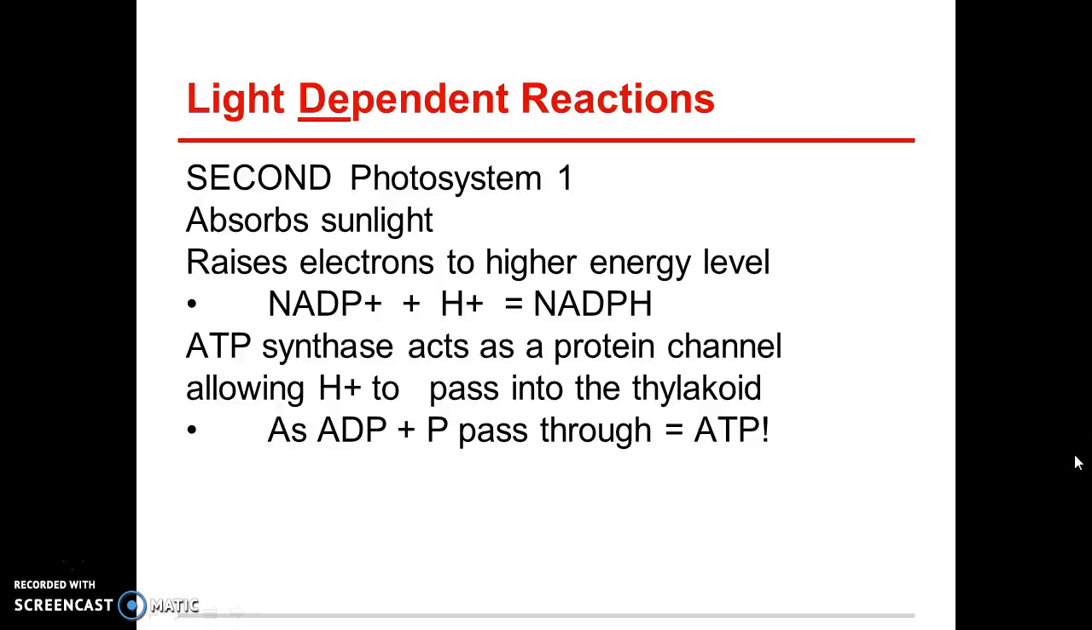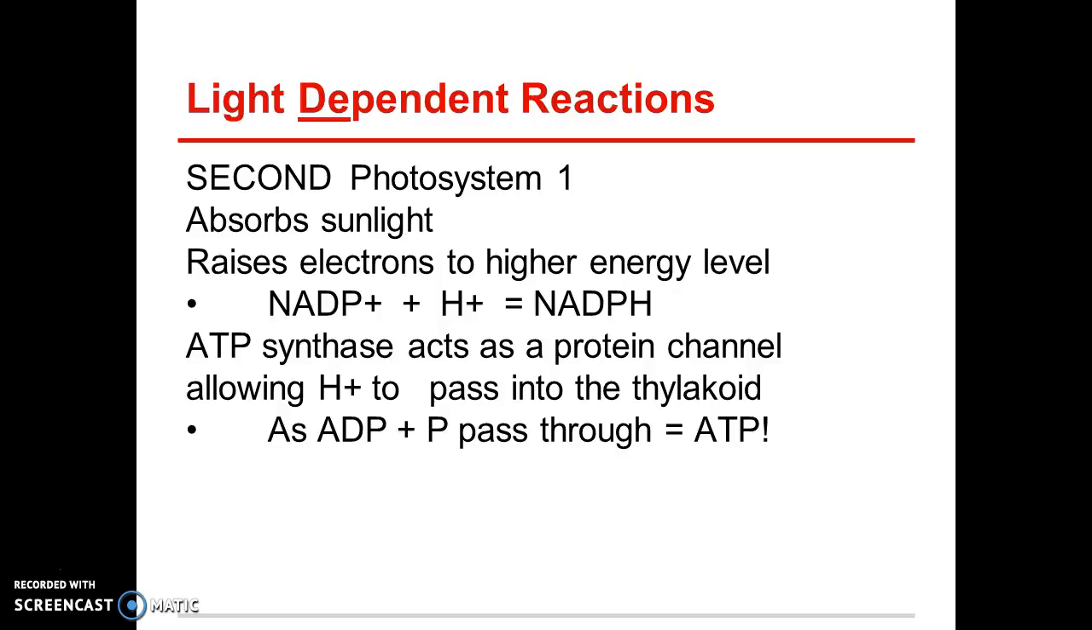What happens second is the photosystem 1, which is so weird that it's number 1, but it's called photosystem 1, and it happens second. It absorbs the sunlight. It raises the electrons to a higher energy level. NADP plus bonds with hydrogen ion plus and makes the molecule NADPH, which is very similar to an ATP kind of molecule. It's an energizing molecule.